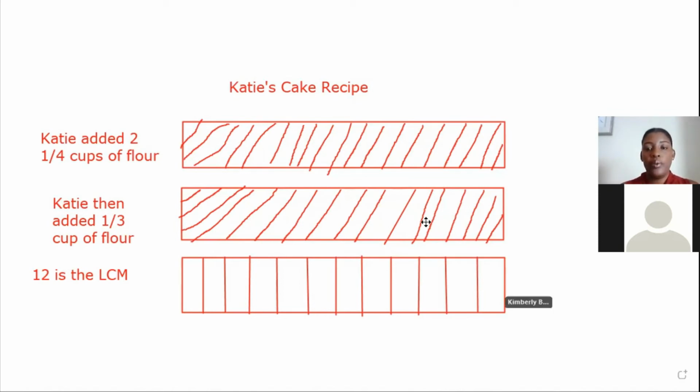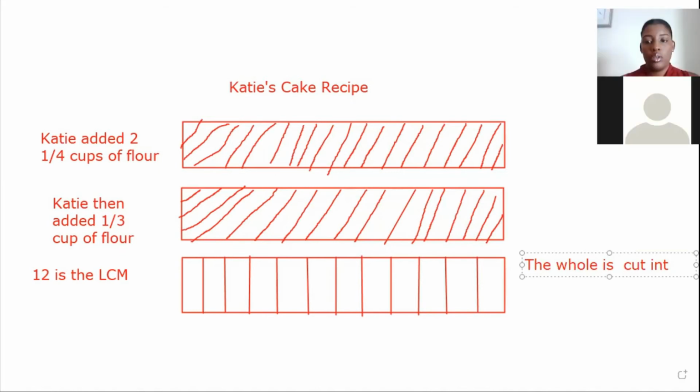And for everything we really do, we want to put a description so we can look back at our diagram and see if we went wrong or what we did overall. The whole is cut into 12 parts, so we can take 12 pieces either way.